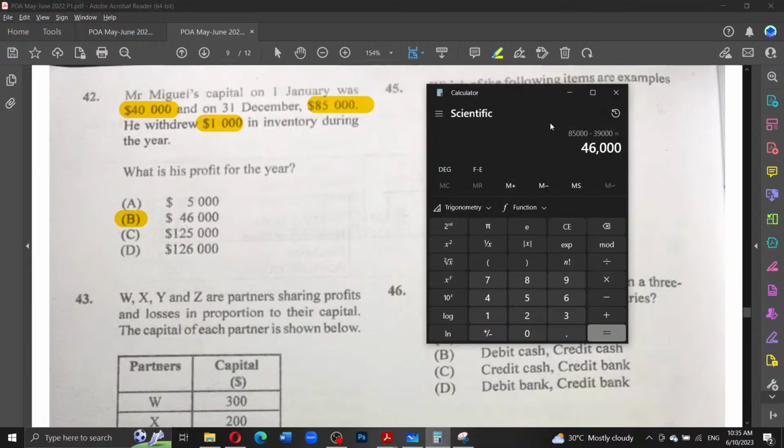So let's input this back in the calculator. You have opening capital 40,000 plus 39,000 as the profit, minus $1,000 drawings, and this is supposed to give you your closing capital. Something has gone off.